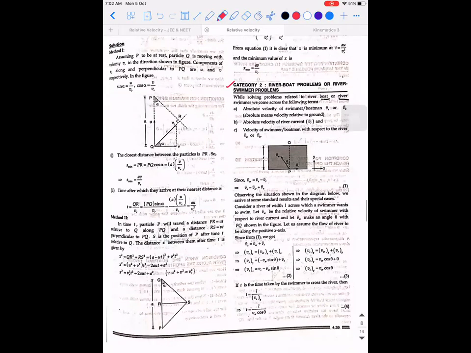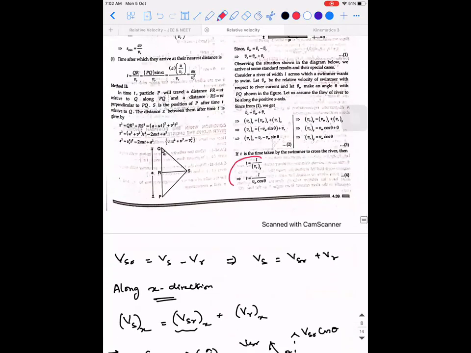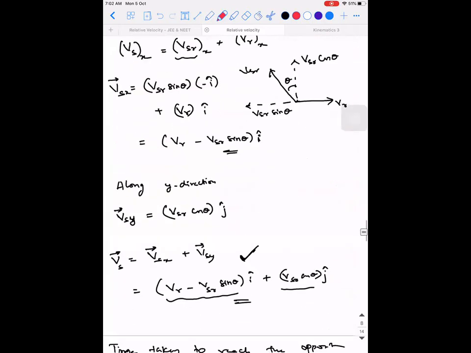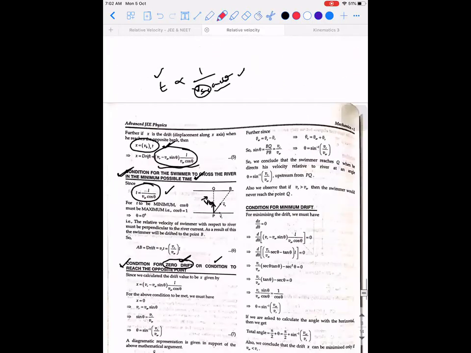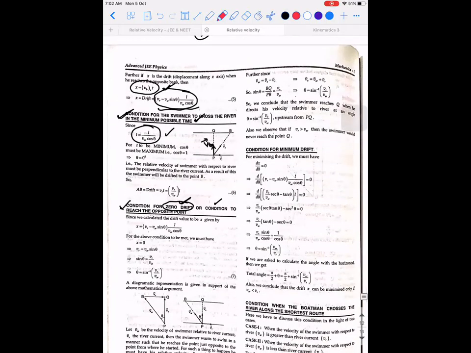Then we saw certain parameters like this, right? So what will be the time taken by the person to cross the river and all those things, right? Then we also saw the condition for the swimmer to cross the river in the minimum possible time. If he has to cross the river in the minimum possible time, he will start moving perpendicular to the flow of the river. So that also we proved. Cos theta is equal to 1 and theta is equal to 0 degrees, where theta is the angle made with the vertical, right?